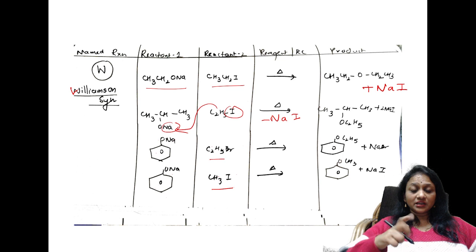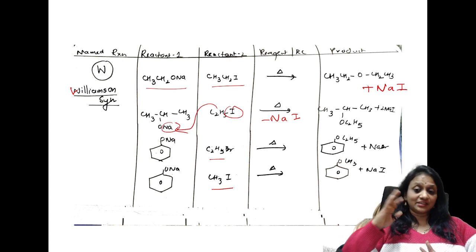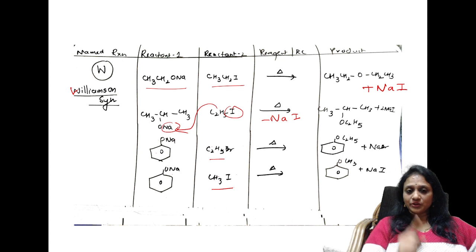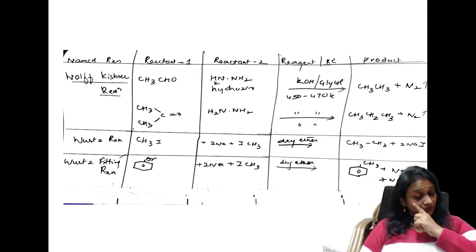And one more thing, if you have a tertiary alkoxide, you'll be asking me in the doubt session. Tell me, if tertiary alkoxide is there and you're adding the methyl group, iodine comes out with which group? You're going to tell me in the ask it out feature, right? Next comes Wolff-Kishner reduction, Wurtz reaction and Wurtz-Fittig reaction, right?